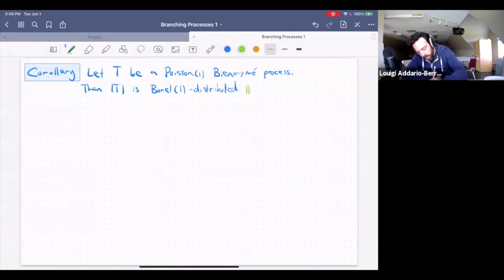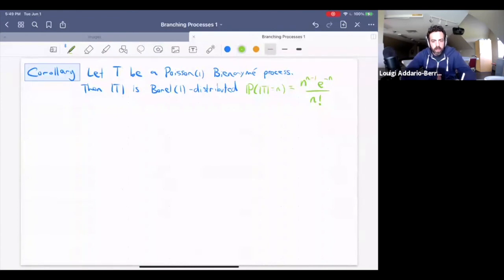And let me remind you, that means that the probability that T has size n is n to the n minus 1 e to the minus n over n factorial. This in particular is paying some dues from last week, because last week I stated without proof that the Borel distribution is actually a probability distribution.